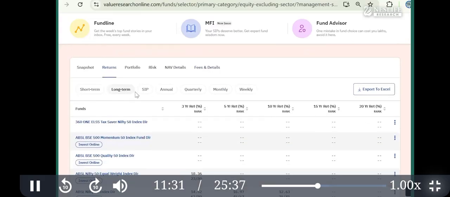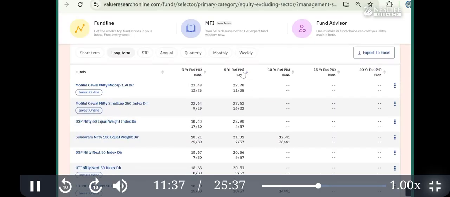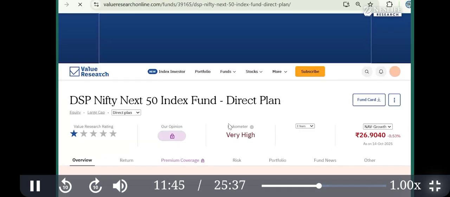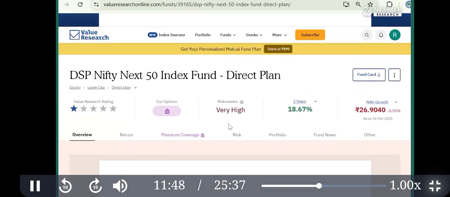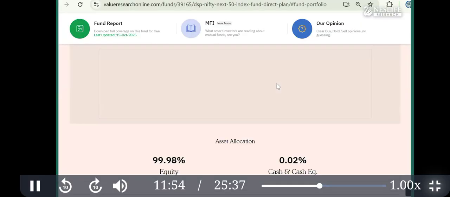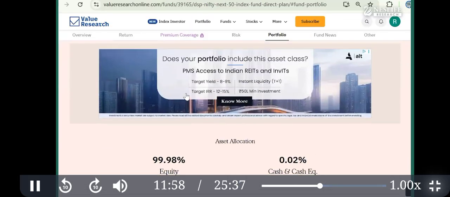Now when you select long term, here it is a trailing return. Okay, let's select one of the top funds, let's go to here. This is an index fund, and if you want to do analysis of a single fund, the parameters remain the same. First check the portfolio, 99% equity. So this is an equity fund.